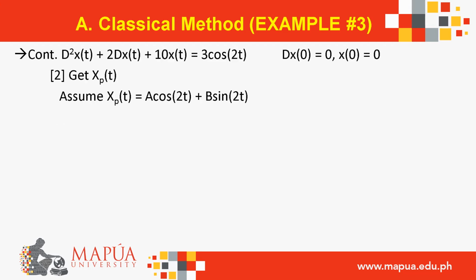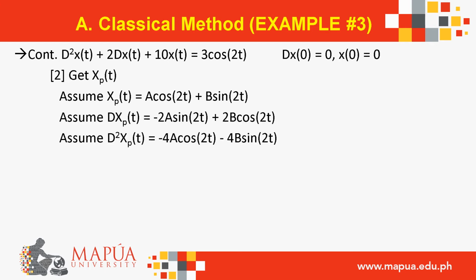Upon getting the homogeneous solution, we will now get the particular solution of the given equation. We will assume x sub p of t is equal to a cosine 2t plus b sine 2t. Assume the first derivative equal to negative 2a sine 2t plus 2b cosine 2t. Given that the derivative of cosine is negative sine and the derivative of sine is cosine, assume the second derivative equal to negative 4a cosine 2t minus 4b sine 2t.